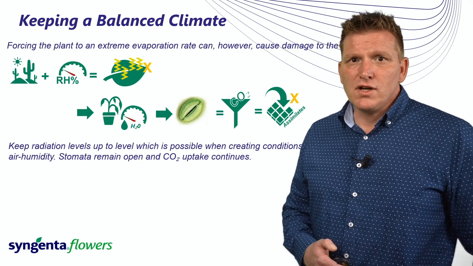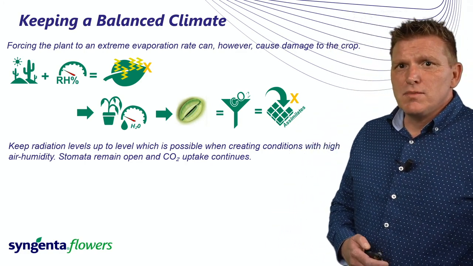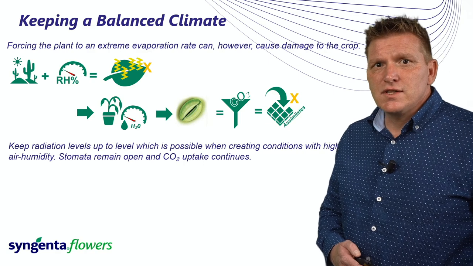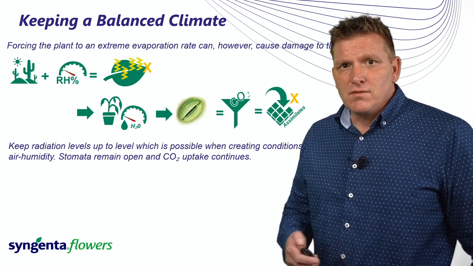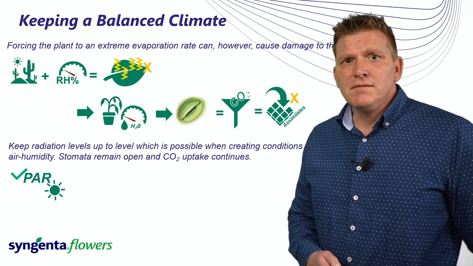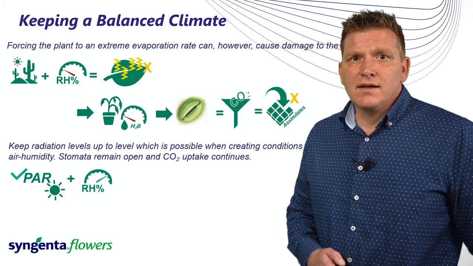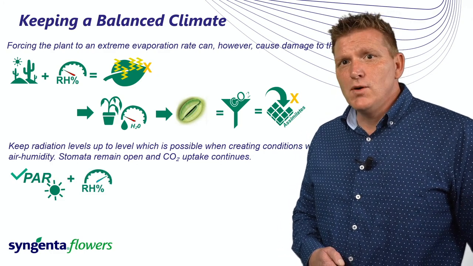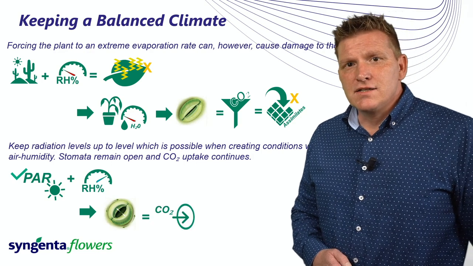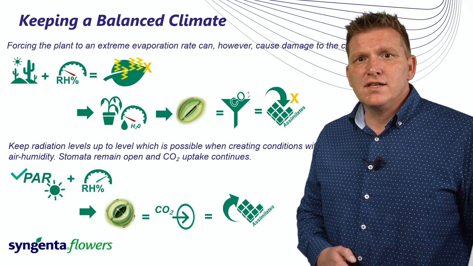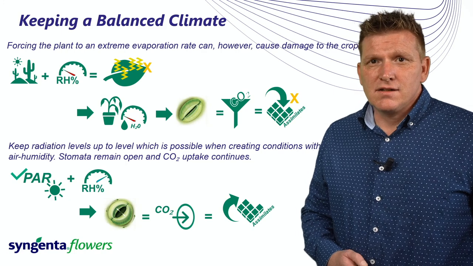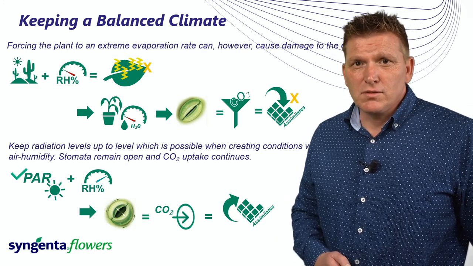So, keep your radiation or your PAR levels up, and that is possible by creating conditions with high humidity. Because of the high humidity, the stomata remain open, the CO2 uptake continues, and the assimilates are made by the plants, which are the building blocks at the end.